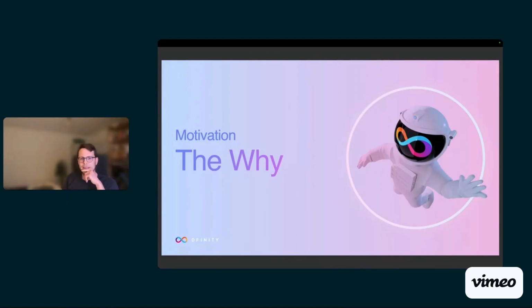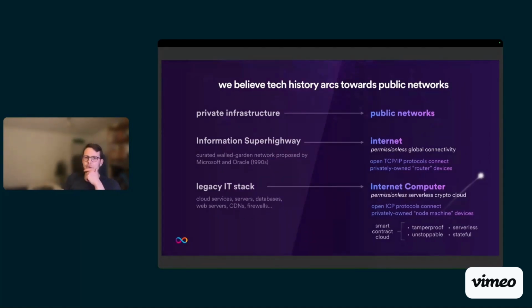So I want to start with why we're building the Internet Computer Protocol. One main reason is that we believe the arc of history always bends towards public networks. When you look back at how the internet developed, originally it was an open network based on protocols, but in between you had a lot of private networks, walled gardens: AOL, CompuServe, all of those. You don't hear much of them because the protocol-based public network has won.